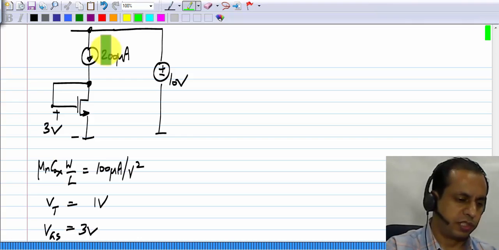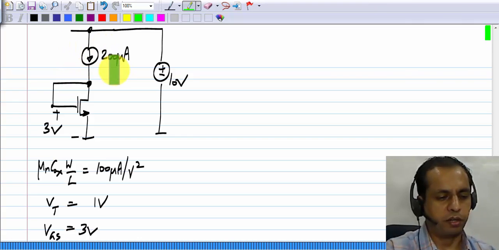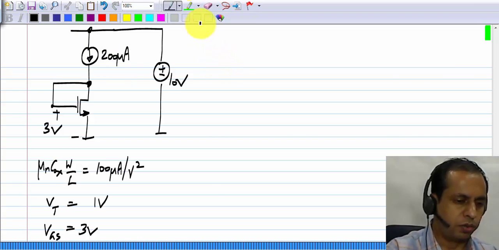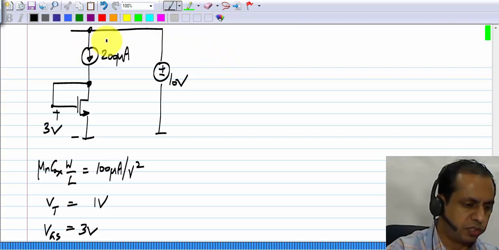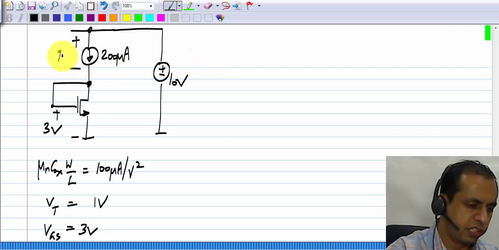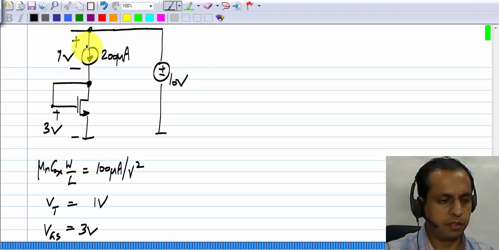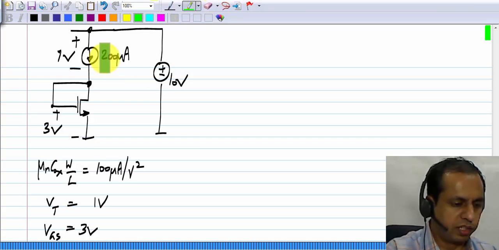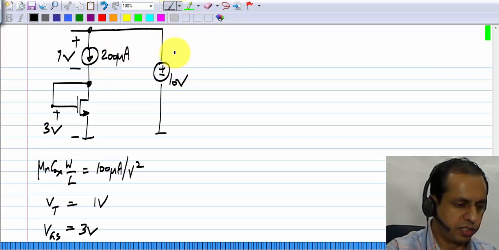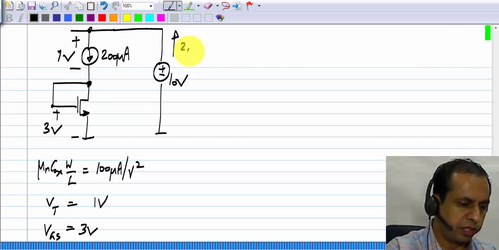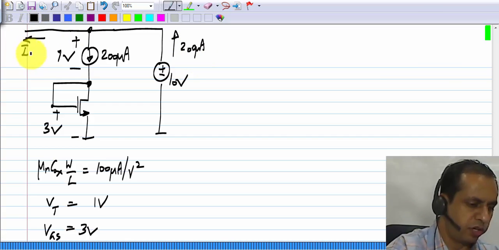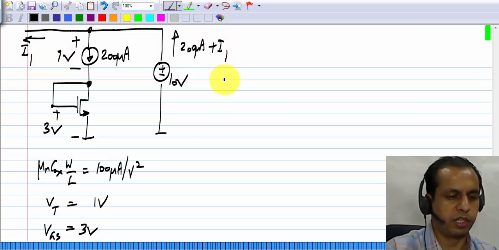Now the question is, how do I get rid of this current source? How do I do that? First of all, this current source is carrying a current of 200 microampere and it has a voltage of 7 volts across it in this direction. What I want to show is the distinction between this current source and this voltage source. This voltage source here is supplying 200 microamperes, and if there are other circuits connected, they will be drawing some current I1 and it will be supplying that I1 as well.